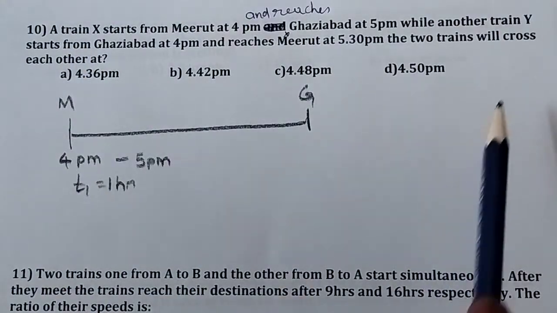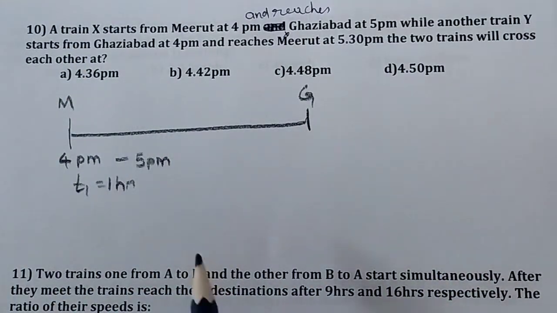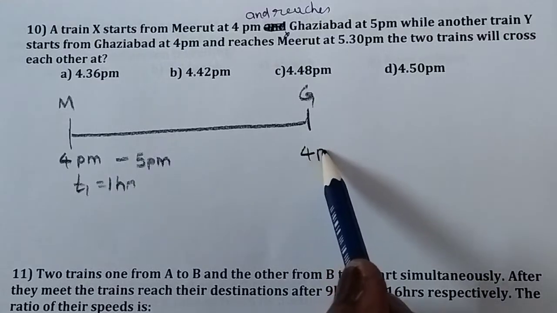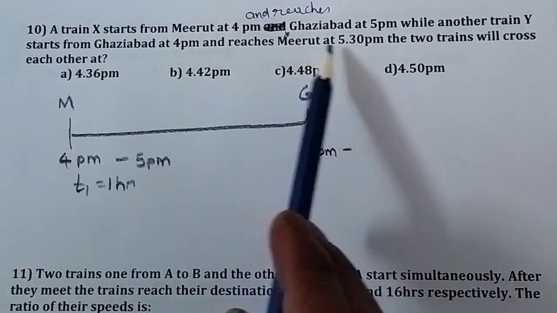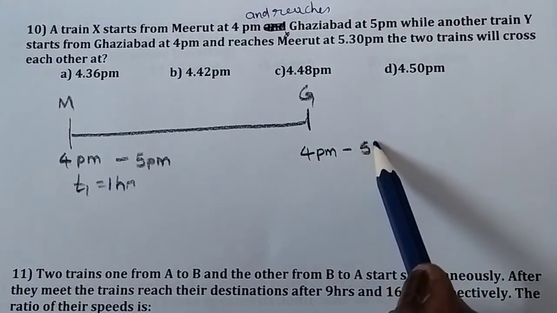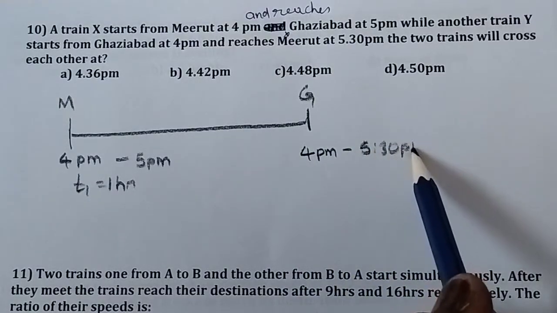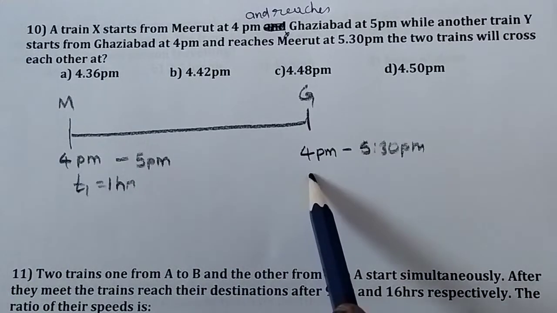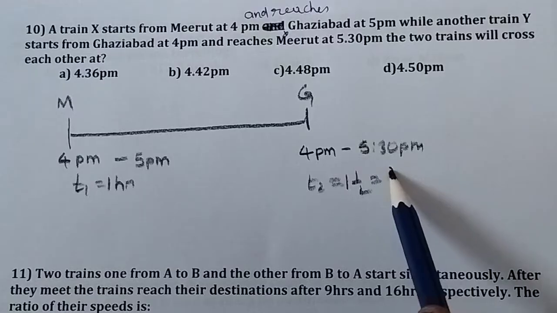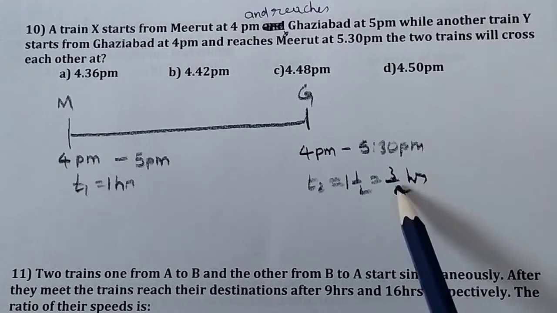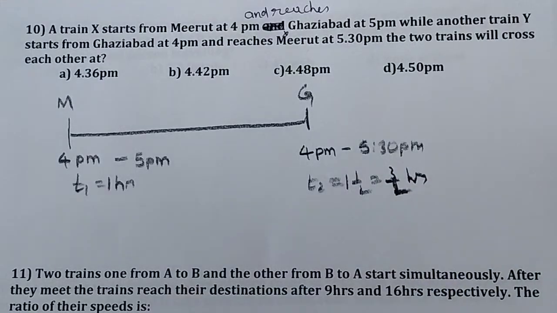There is another train Y, which starts from Ghaziabad at 4 p.m. and reaches Meerut at 5:30. So the time taken to cover the same distance is 1.5 hours, that is 3/2 hours. From these two, we are asked to find at what time the two trains will cross each other.